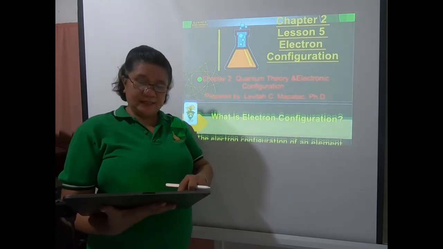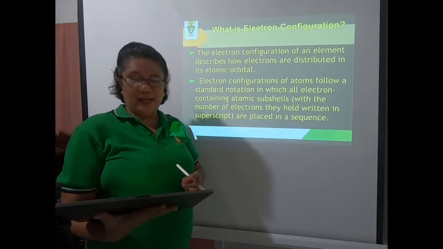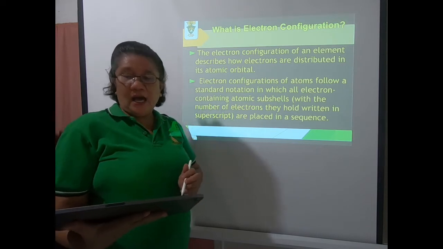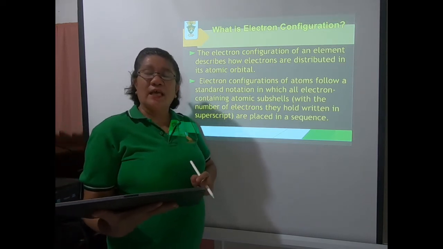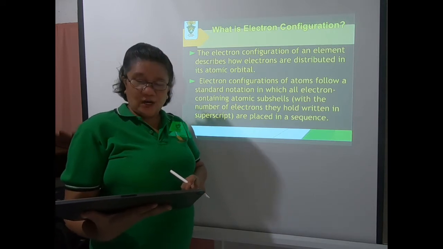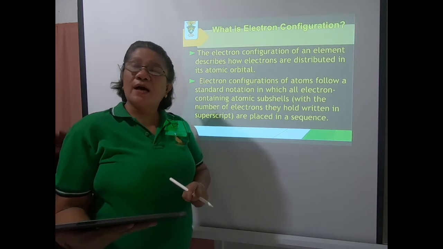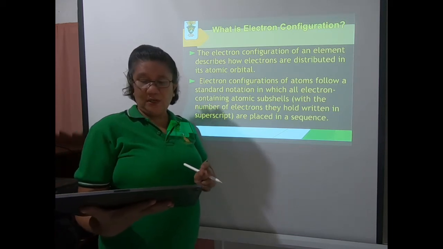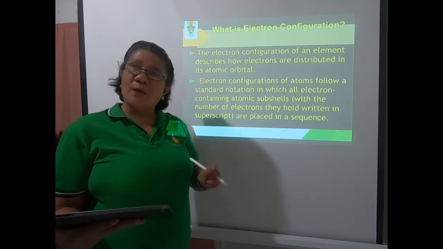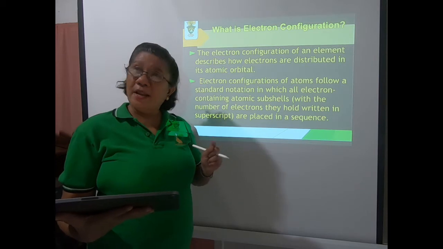By the way, what is electronic configuration or electron configuration? Actually, this will describe how electrons are being distributed in the atomic orbital. So, the electronic configuration of an atom will follow a standard notation in which electrons occupy the atomic sublevels, which we had discussed in our quantum numbers.